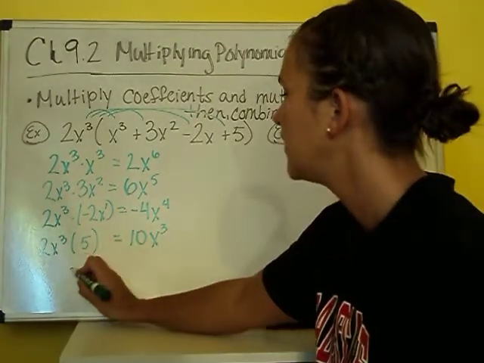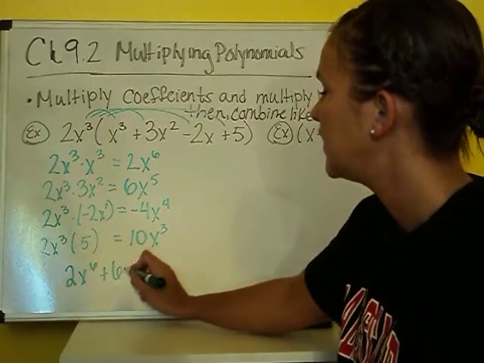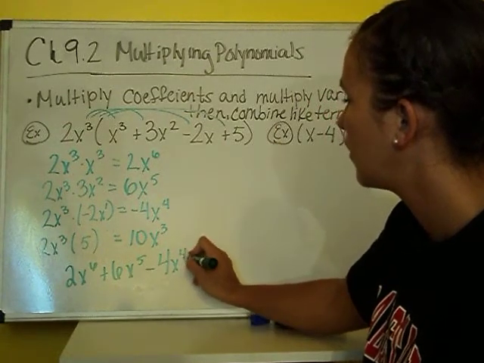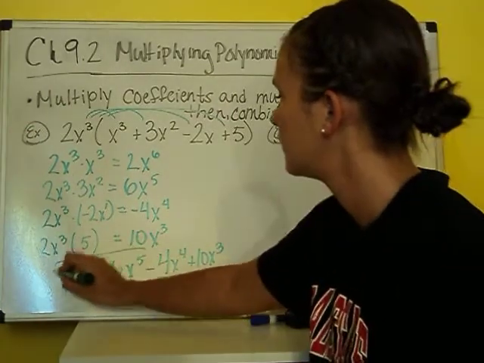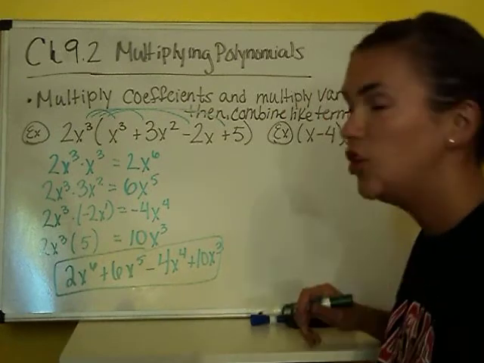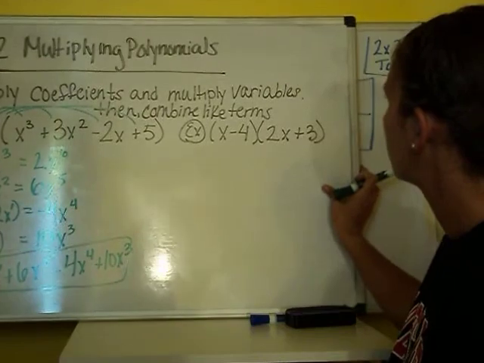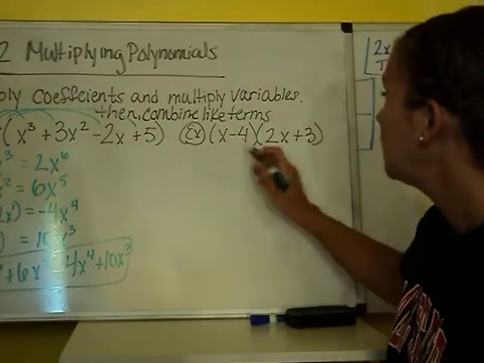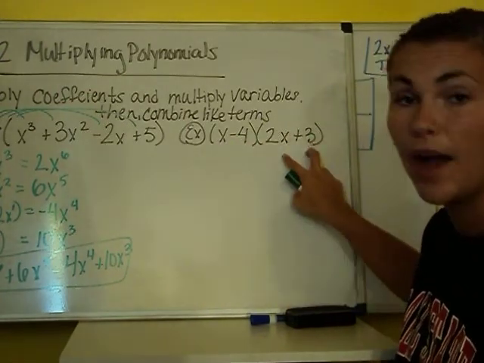So our final answer is going to be 2x to the 6th plus 6x to the 5th minus 4x to the 4th plus 10x cubed. And that is your answer. So we're using what we did last chapter for things in this chapter. Now here we have something different. Here we have a binomial, which means two terms, a binomial times a binomial.